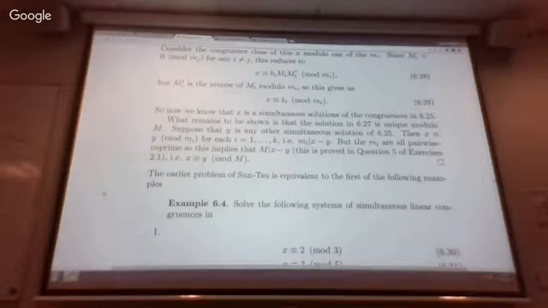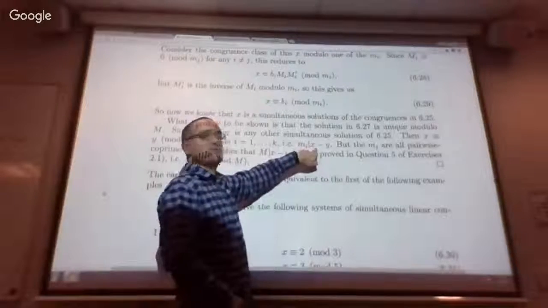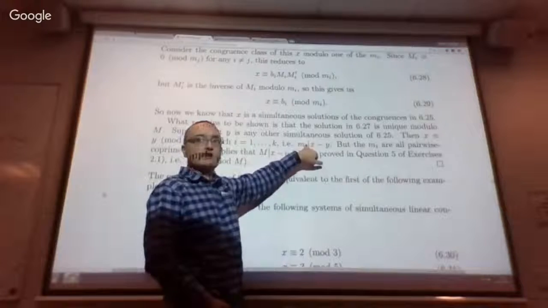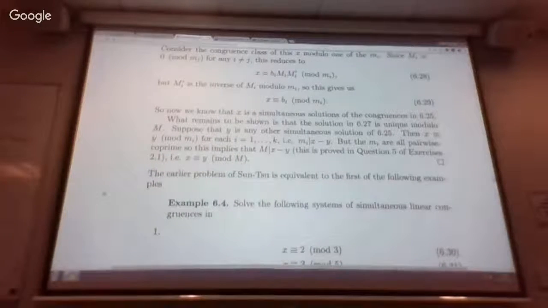But the little m_i were chosen, or part of the assumptions is, that the little m_i are pairwise coprime. So you've got a whole collection m1, m2, m3, and so on. They all divide into x minus y, and they're all coprime. That implies that the product of them divides into x minus y.